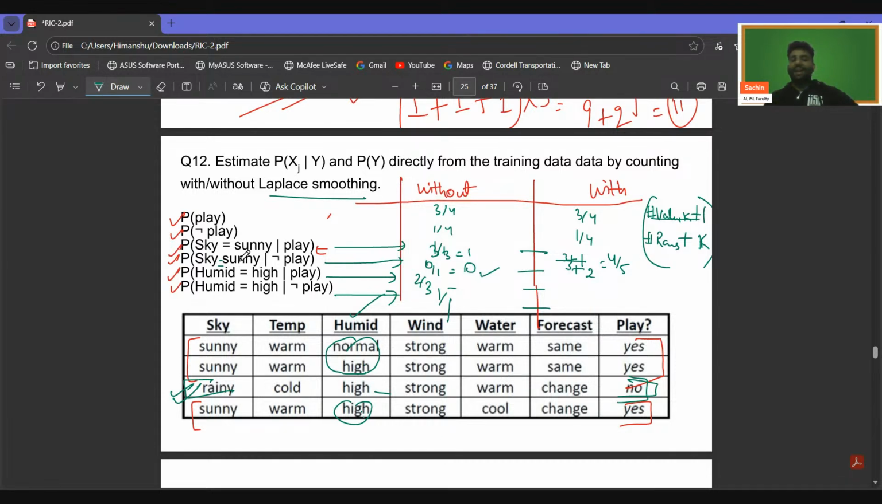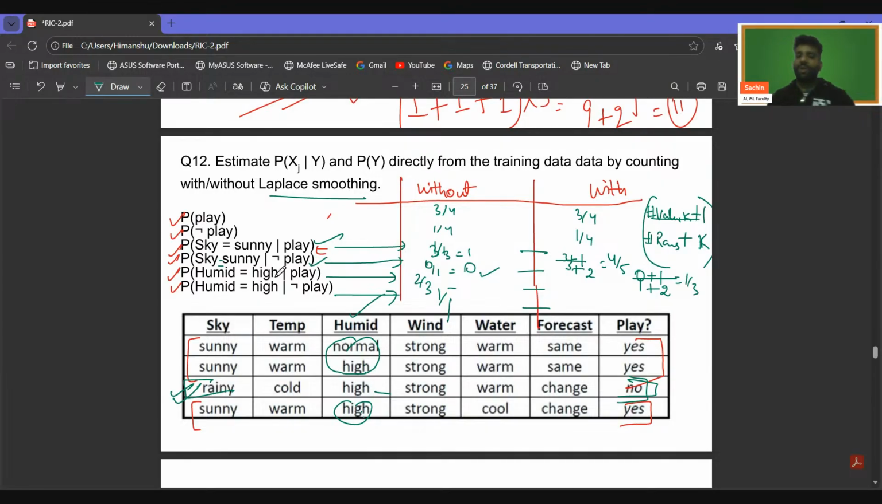Similarly, if sky is sunny, provided not play is happening, we had just one row. So 1 in the denominator plus how many possible values of sky? We just talked about that, it is 2. And what is the value over here? Is it sunny? No. So that means 0 plus 1 over here. We will be getting 1 by 3. So 4 by 5 for this one, 1 by 3 for this one.